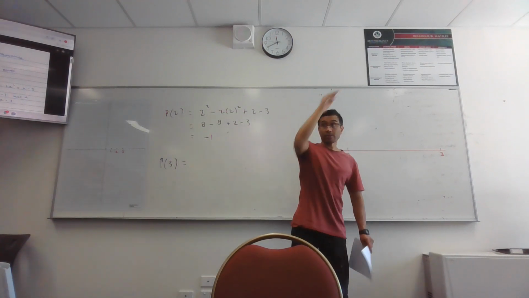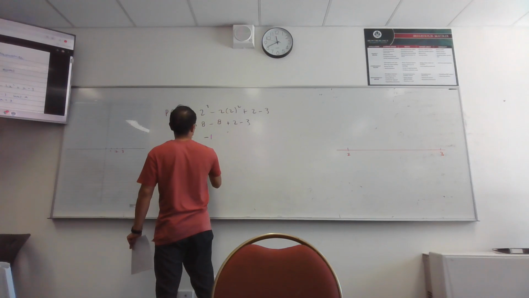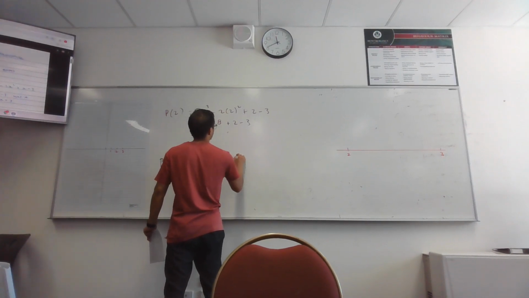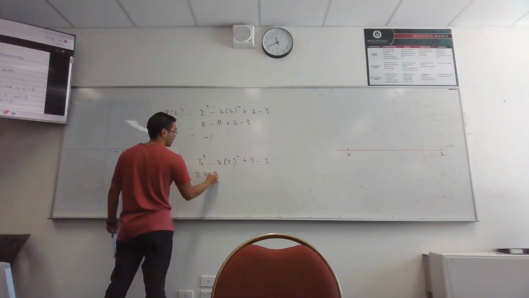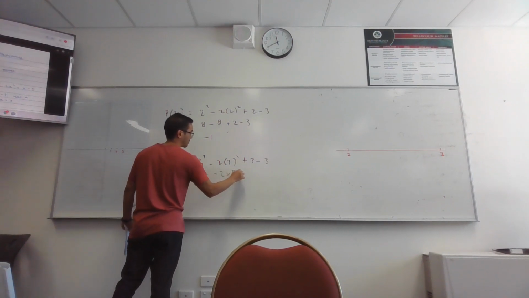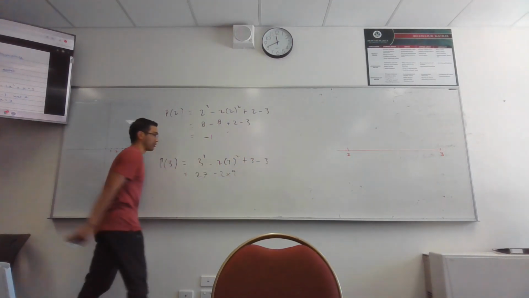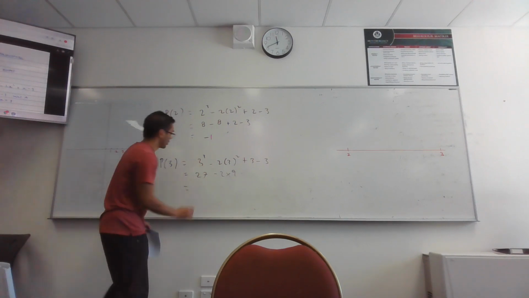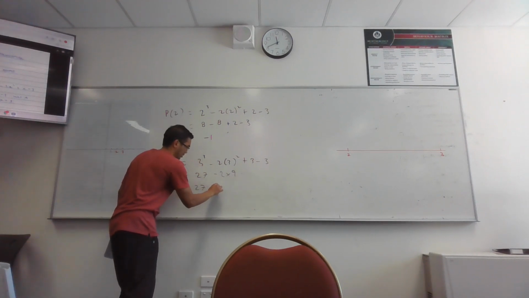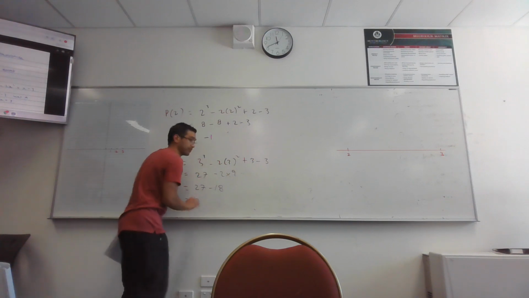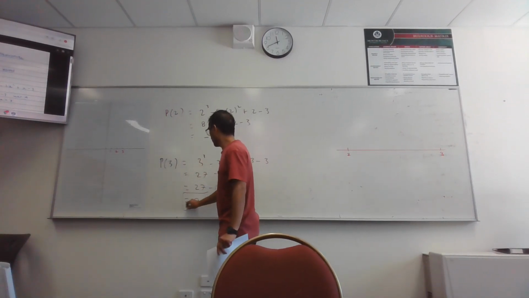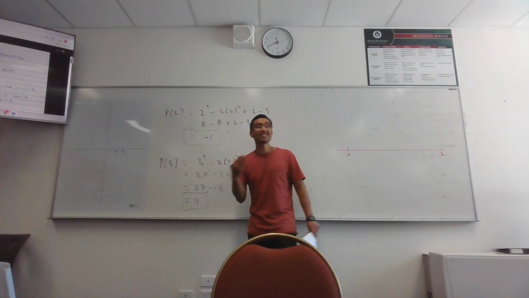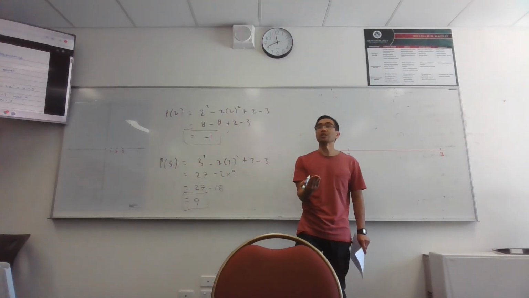If we look on the other side on 3, you must substitute it in like so. 27 minus 2 times 9 plus 3, take away 3 is gone. 27, take away 18 is a 9. I've got a 9 here and a -1. How does that show that there's a root in between 2 and 3? Can someone explain?